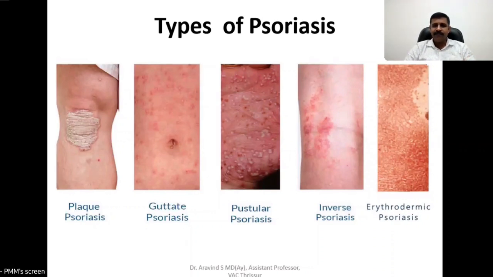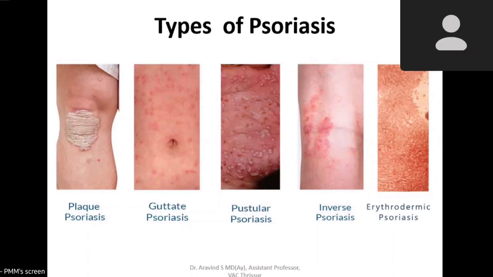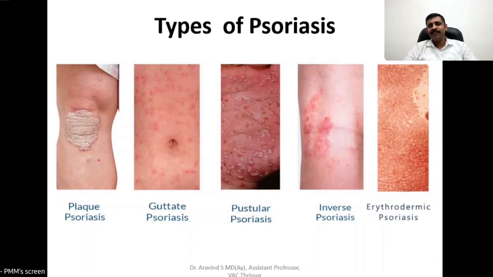Now, next is the inverse psoriasis. Inverse psoriasis means psoriasis is most commonly present in the extensor aspects. Sometimes it may present in the flexure aspects also. So those psoriasis are considered as inverse psoriasis.